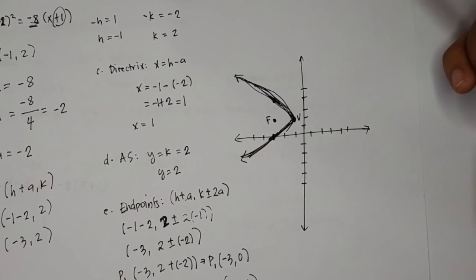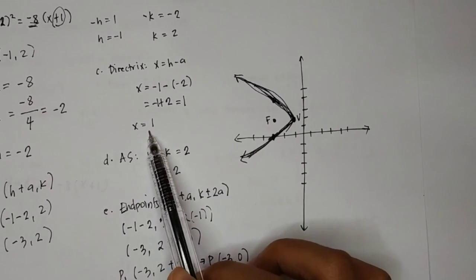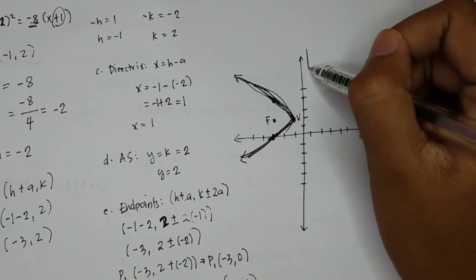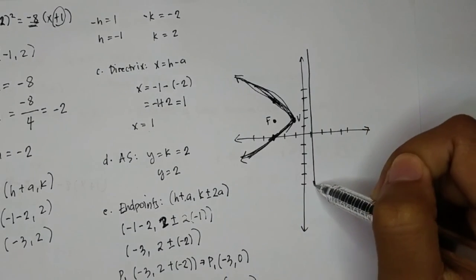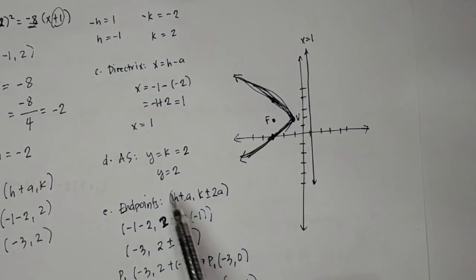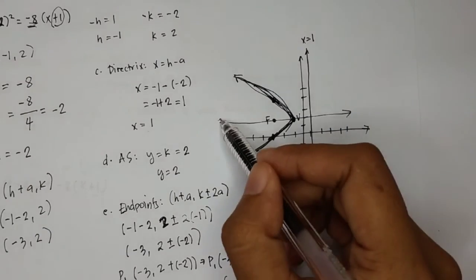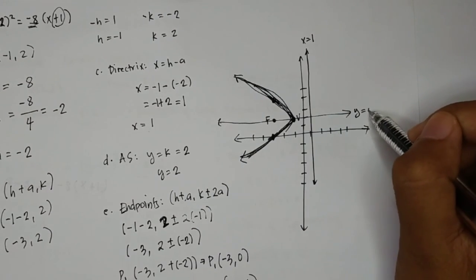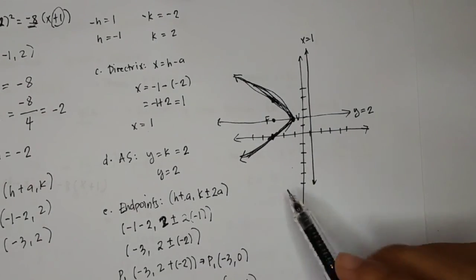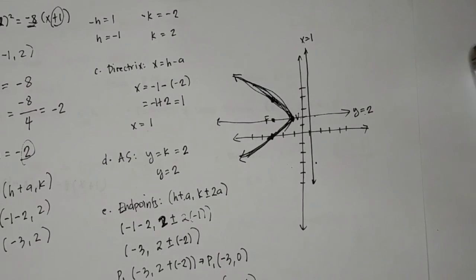Okay, now let's graph our directrix that is x equals to 1. So dito yung 1 natin, so dito yung directrix natin. So, dito yung x equals to 1. Then, yung axis of symmetry na y is equal to 2, dito siya. So, yan yung y is equal to 2. Other use broken line, so let's just use straight line dito. Okay, so ganyan tayo mag-graph ng ating parabola.